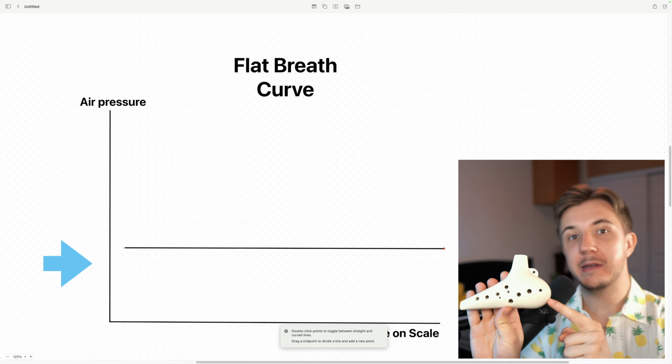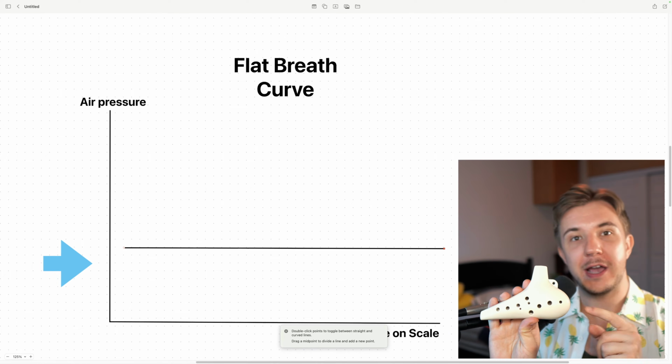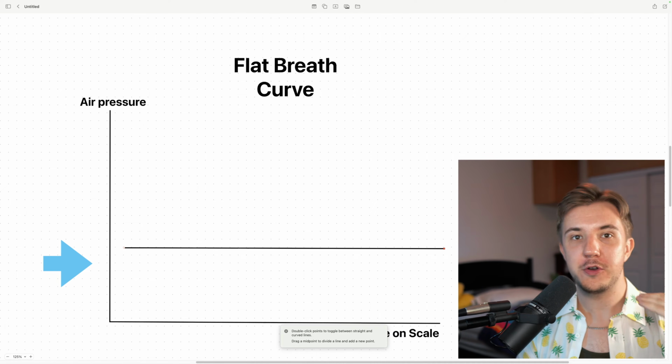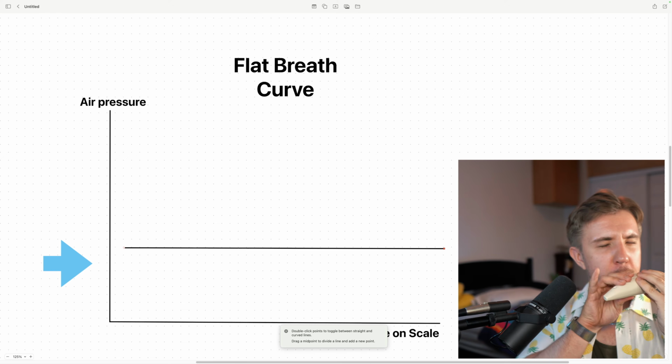This ocarina I recently reviewed by Miracle M has a linear breath curve. That means I need to increase the amount of air per note on the scale. But if I were to use the exact same air pressure for each note, it would sound very flat. Here it is with the correct breath pressure.